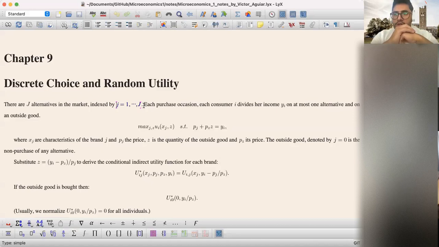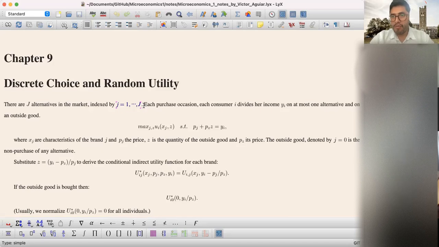So what is the difference between these and other chapters? First of all, we're going to introduce here a new notion, which is the notion of random utility. But in order to do so, I'm going to start with a simple problem. And this problem is a problem of discrete choice. So there are capital J alternatives. This is a finite number of alternatives.